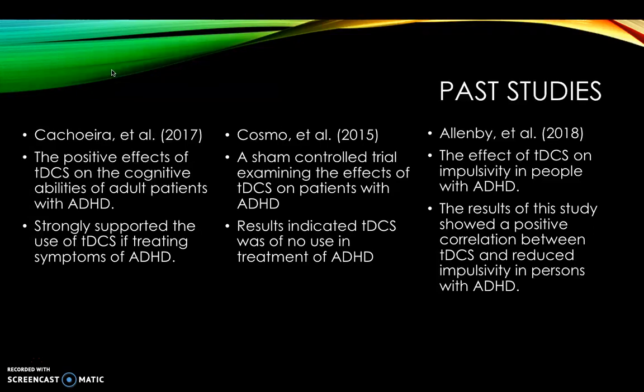An additional study was conducted by Allenby and team, who were seeking to assess how tDCS applied to the dorsolateral prefrontal cortex could improve impulse control in participants with ADHD. This was conducted again through a double-blind method using the NBAC training test. The results of this study provided supportive results in the use of tDCS, with the results indicating an improvement in impulse control following application of tDCS.